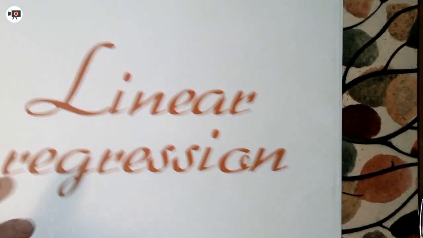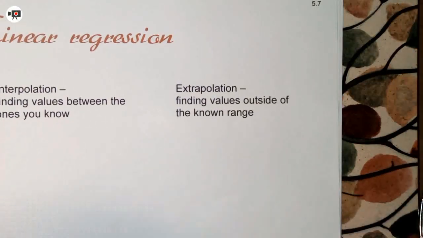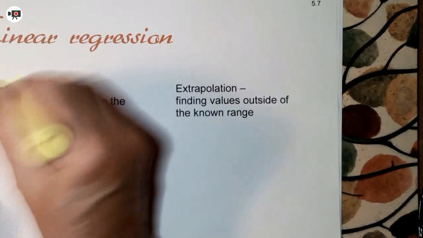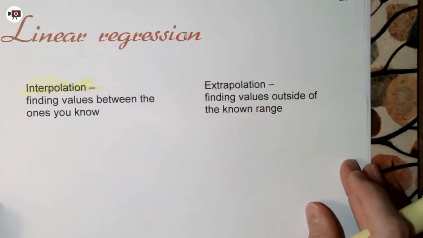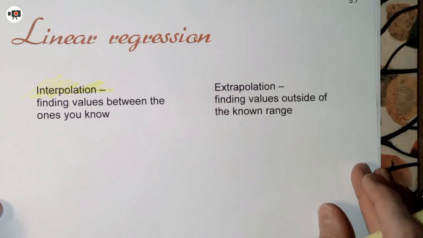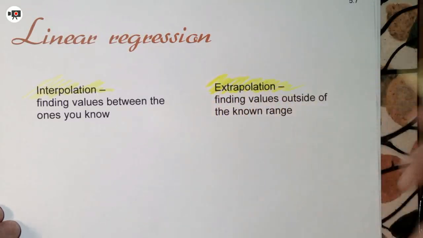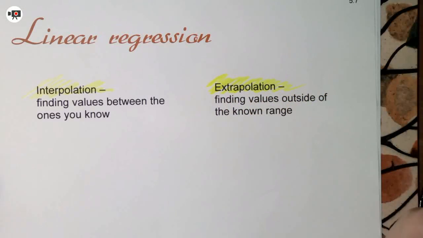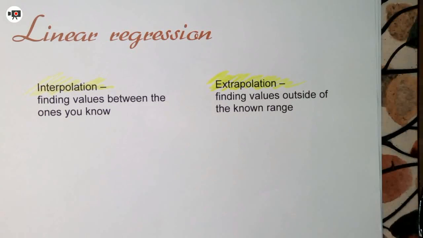So let's start here with two of the terms of linear regression. One is interpolation and another is extrapolation. Okay, interpolation: finding the values between the values that you know. Extrapolation: finding the values that are beyond or outside of the known range of the stuff that you know. Okay, what are you talking about?